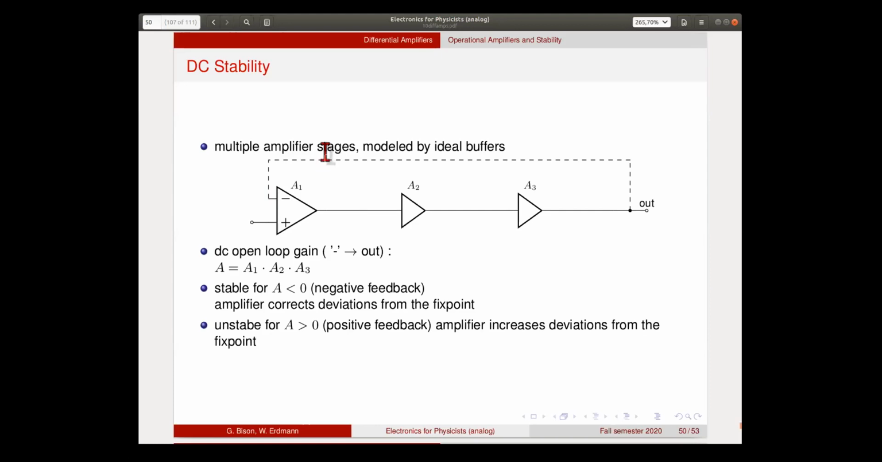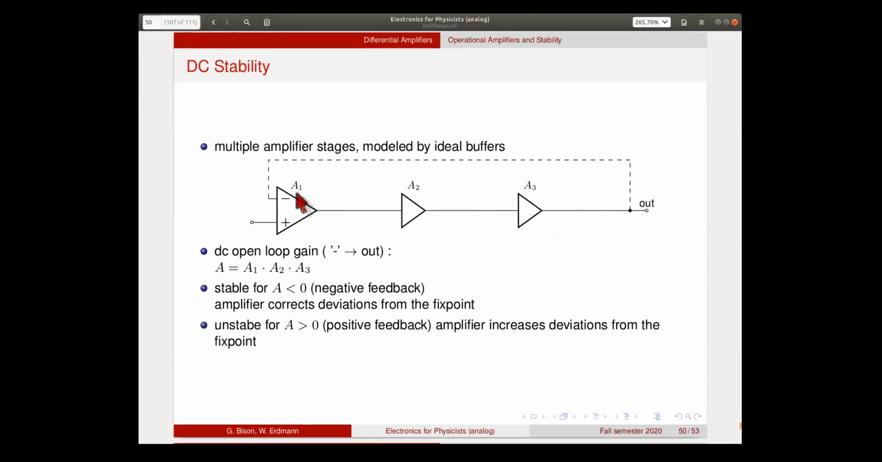So you've seen that this amplifier has several stages. Now consider a system of 3 stages, each one with some amplification. The overall DC gain, now with the open loop gain, is the product of the 3 gains. And as long as the overall gain of this is a negative number, this will be stable. Then we have so-called negative feedback. Then whenever you go away from your fixed point, the amplifier will drive it back to where you came from.